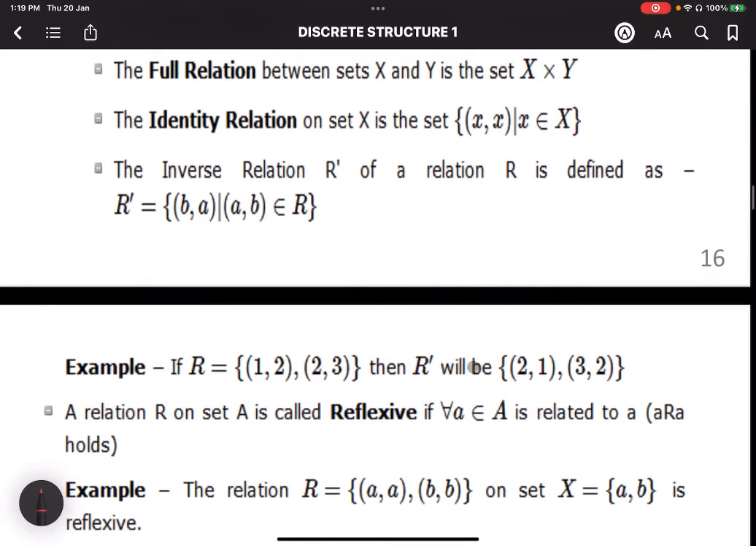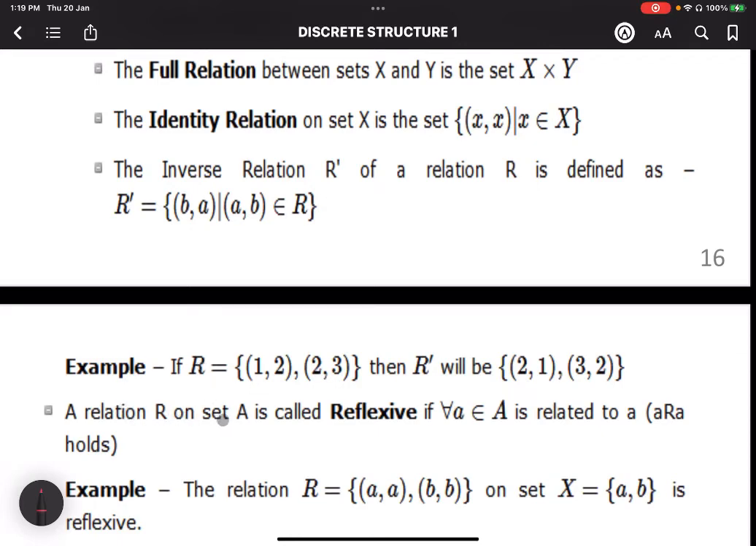So bakit natin nasabing {2, 1} and {3, 2} is the complement of R? Because when we say complement, as we discussed from the first lesson or part 1, our complement is the reverse or the inverse of the set R, no?